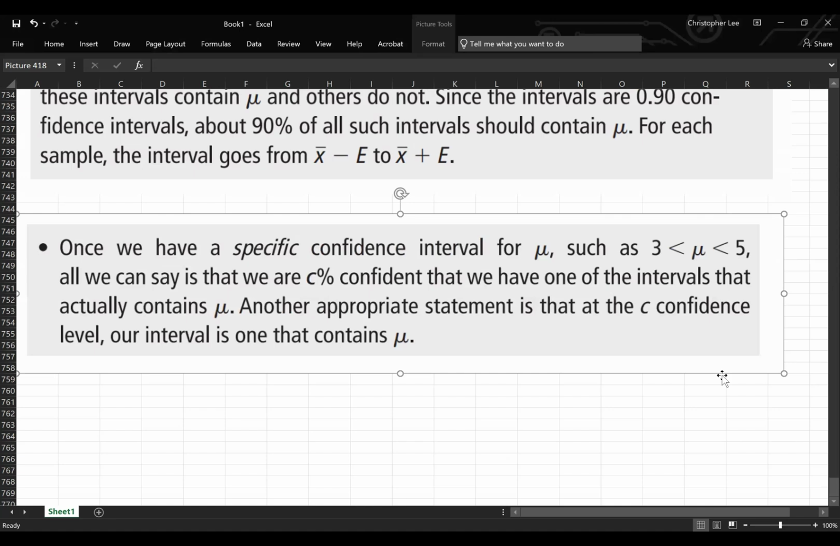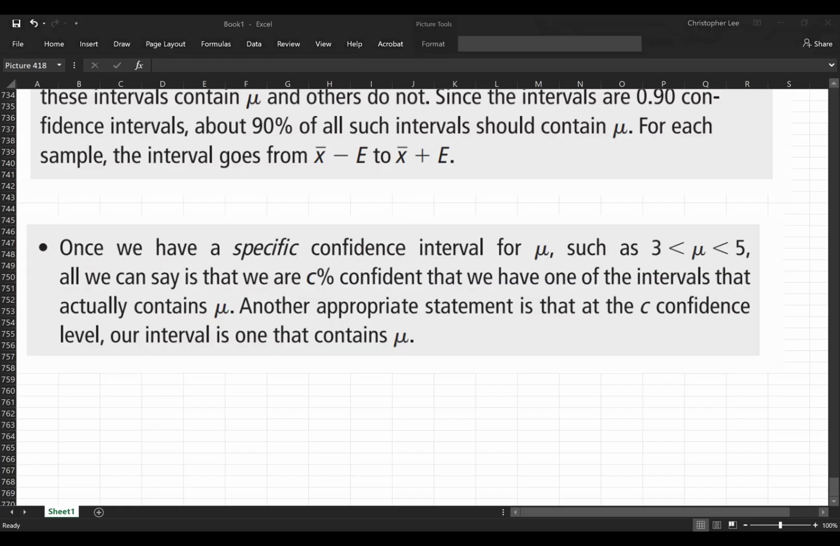All right, so once we have a specific confidence interval for mu such that 3 is less than mu, which is less than 5, for example, all we can say is that we are a certain percent confident that we have one of the intervals that contains mu. Another appropriate statement is that at the confidence level, our interval is one that contains mu. So that's the interpretation of what we're doing. Let me show you this figure. This is going to make a lot of sense when you see it.